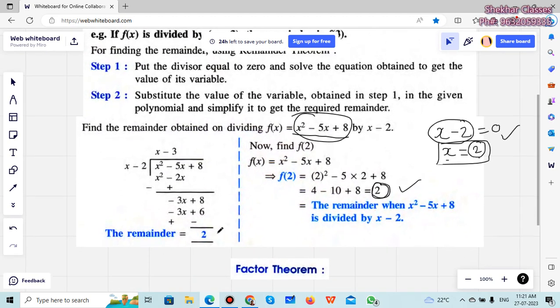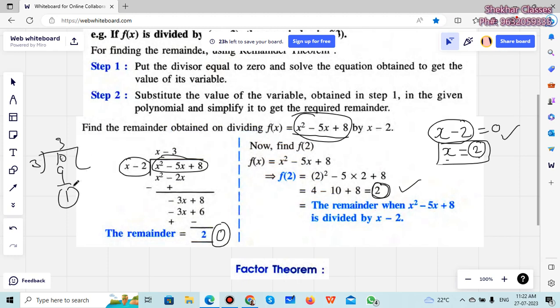The remainder was 2. What if the remainder had come 0? If the remainder comes 0, can we not say that this divisor is an actual perfect factor of this polynomial? Because the remainder is 0. When you have a number 10 and you divide it by 3, what do you get? 3 3s are 9. Is the remainder 1? Yes.